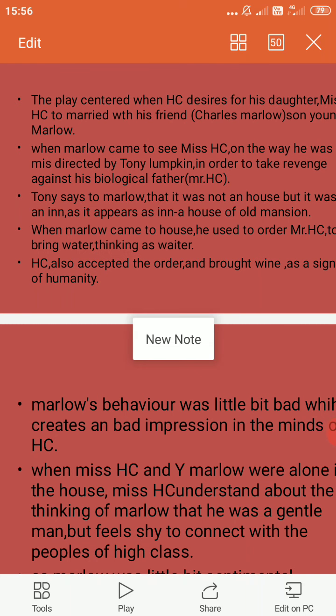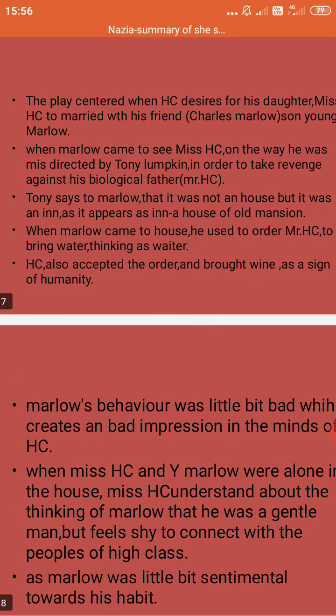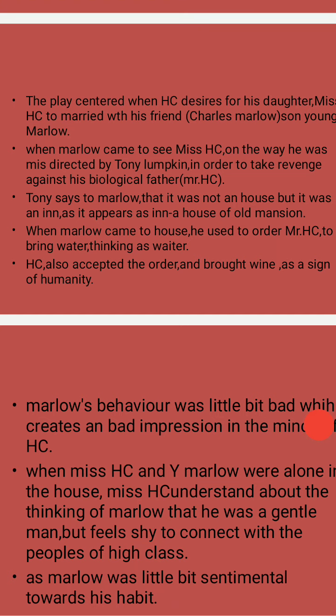When Marlowe came to the house, he ordered Mr. Hardcastle to bring water, thinking he was a waiter. So definitely, that's what we would do. If we think it is a hotel, we'll go to the hotel, we'll sit and we'll ask for some kind of snacks or some kind of drinks to be given by the waiter. So the same thing Marlowe did.